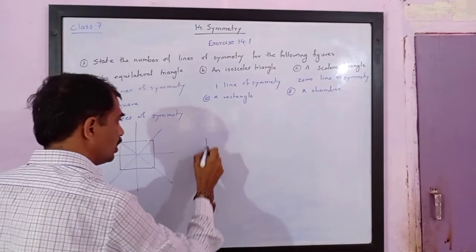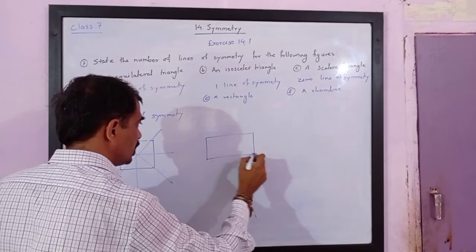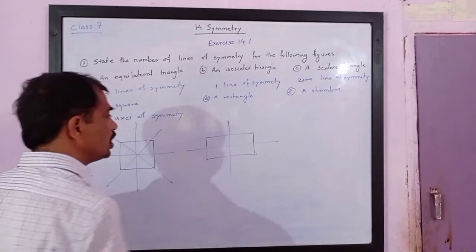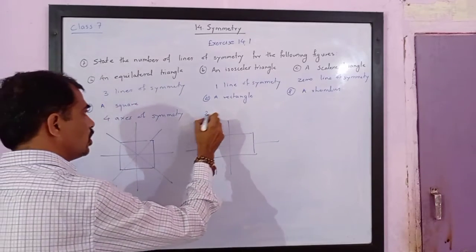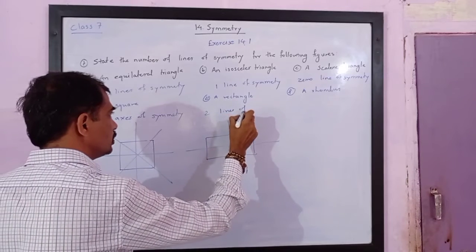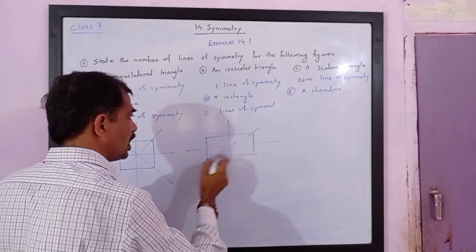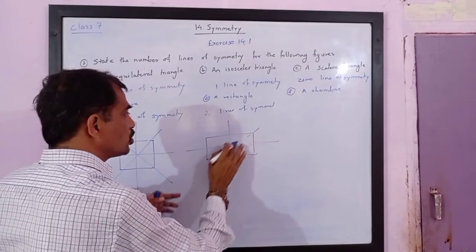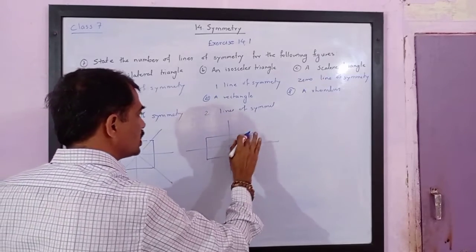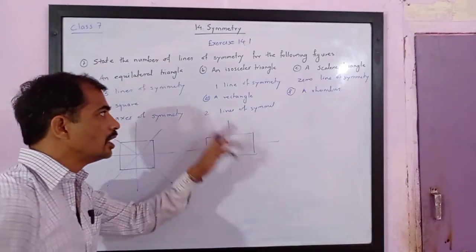If it is a rectangle, opposite sides are equal. So here you will notice it can be divided into only two parts. So you will get two lines of symmetry. Please note, if you try to divide it like this, you will not get exactly two equal parts. So the diagonal is not an axis of symmetry in the case of a rectangle.